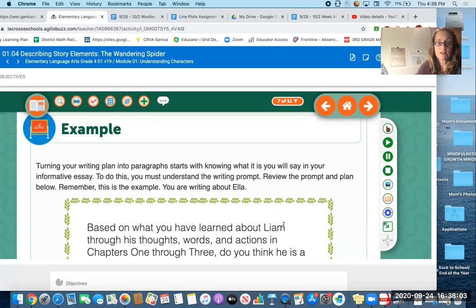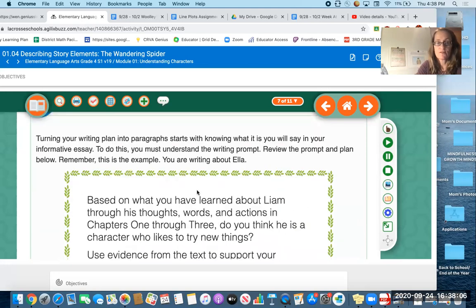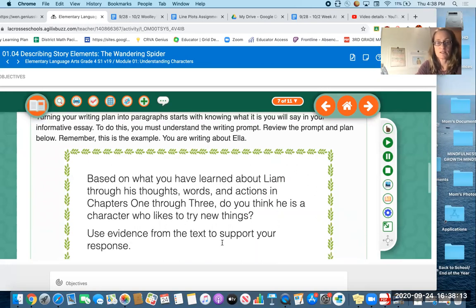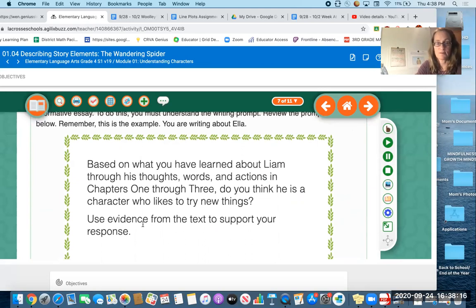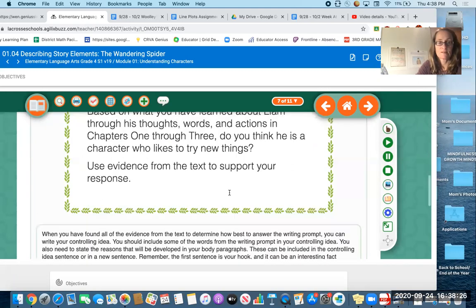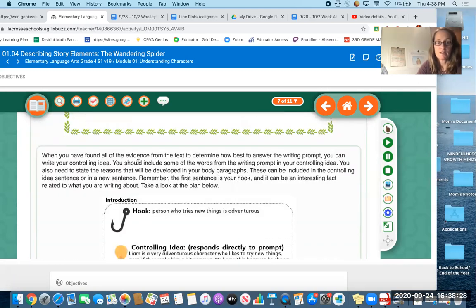If you look down here, it does give you an example. They're giving you an example about Liam, and you've seen this prompt before. Do you think he is a character who likes to try new things? And then we talked a little bit about evidence from the text to support that. What kinds of things did he do that showed he liked to try new things? We're going to be writing about Ella later, just not right now. It goes through how we find that evidence from the text. We should include some of that along with the controlling idea in your intro. So it gives you a little example.